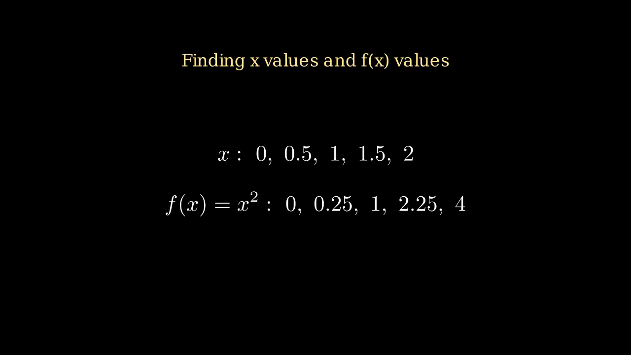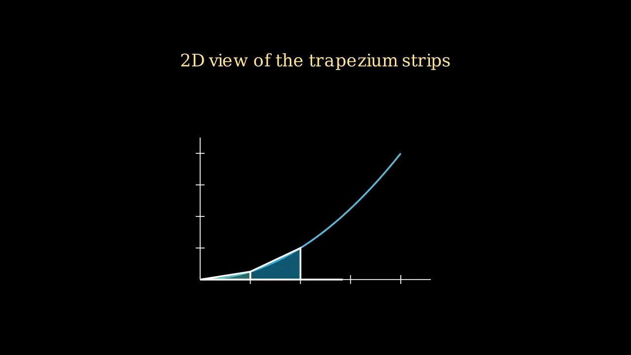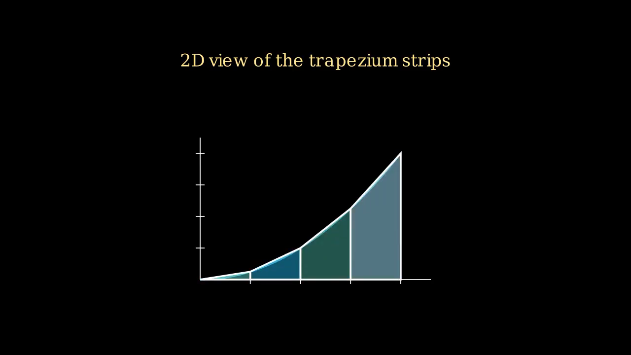Here is the 2D view of the curve with the trapezium strips drawn underneath it. Now we transform this into a 3D view where each trapezium becomes a solid slab, so you can see the same shapes from another angle. The caption updates in place to show 3D view of the trapezium strips.